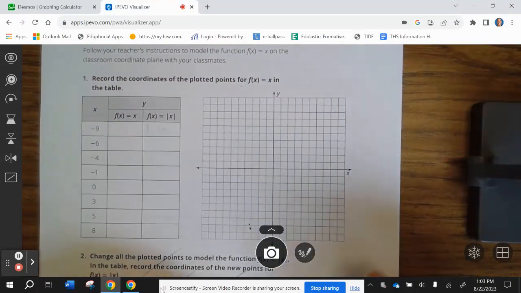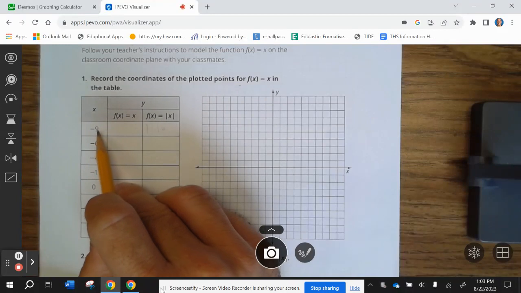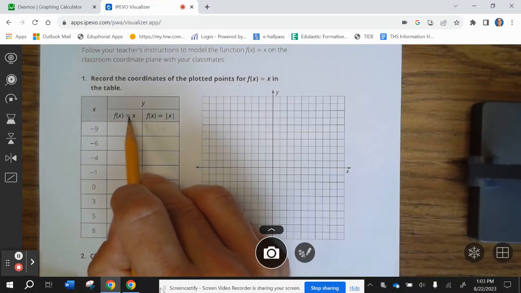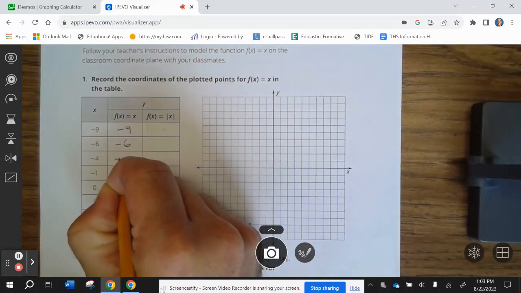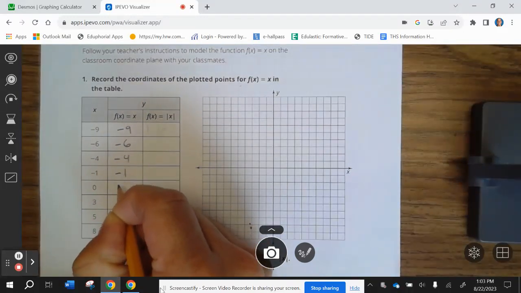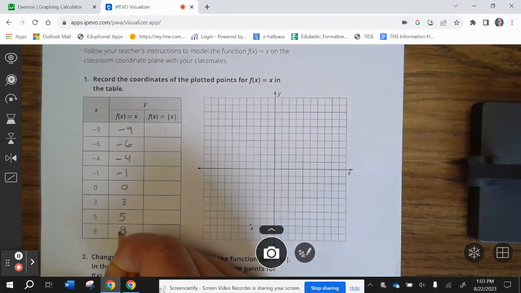So let's go ahead and fill in the table. f of x equals x. That means when x is negative 9, f of x equals x is negative 9. So this is negative 9, negative 6, negative 4, negative 1, 0, 3, 5, 8.